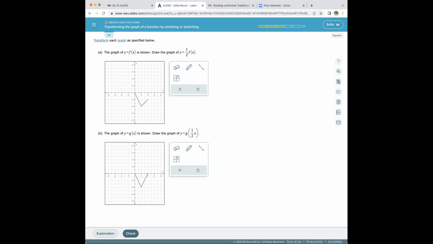The one on the outside is the more intuitive one. That means each of your coordinates, the y value is affected. So we've got 0, 0, 2, -4, and then 4, -2. So the y values are what are affected.